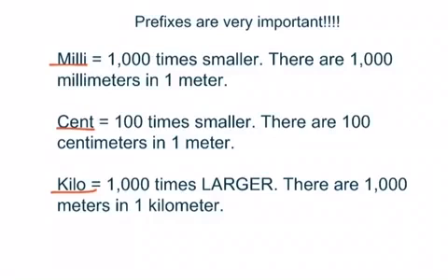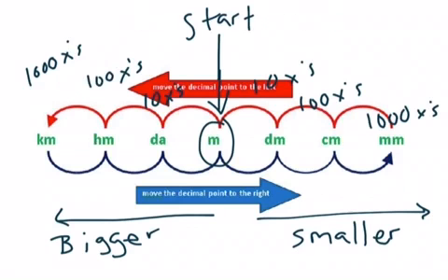Centi, oops, forgot the I there, sorry about that. The centi means 100 times smaller. There are 100 centimeters in a meter, and that's also where you get the word cents from. There are 100 cents in $1, so that's where that prefix is used. A kilo is 1,000 times larger, so we're going to the other end of the spectrum. Very big, very long. So there are 1,000 meters in a kilometer.